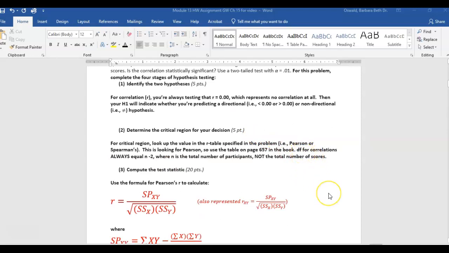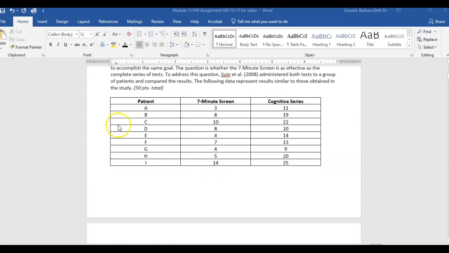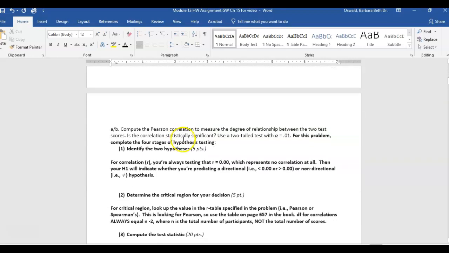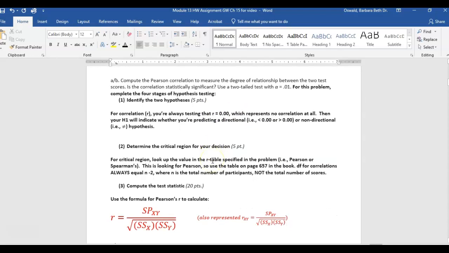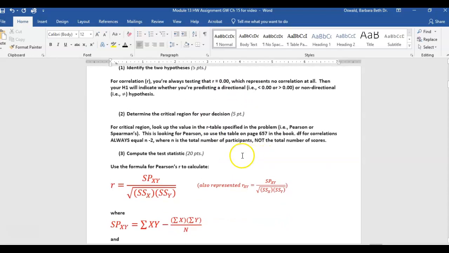The degrees of freedom for correlation, you do need degrees of freedom, and it does remind you in that table on page 657, degrees of freedom are n-2, where n is the total number of participants, not the total number of scores. So to get that, in this example, we would count up the number of patients. 1, 2, 3, 4, 5, 6, 7, 8, 9. So there are 9 patients here. And degrees of freedom would be n-2, or 9-2. Okay, so that's the critical region.